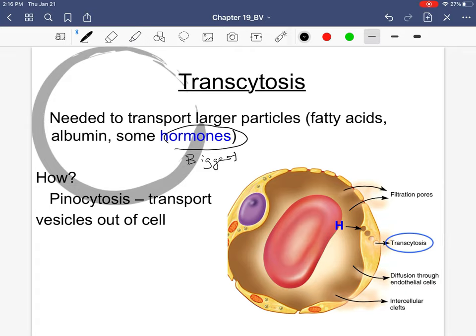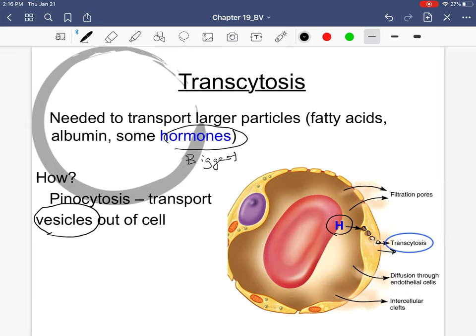The biggest particles, so we started with the smallest. Gases can move right through the membrane. The next biggest, glucose, needs a pore. But the biggest of the big, for example, hormones, they've got to move through a vesicle. I'm not going to ask you about pinocytosis right now, but we're just seeing it's a vesicle. And we talked about vesicular transport in AMP1. We talked about endocytosis and exocytosis. So hormones, because they're the biggest, they require a little vesicle to transport them into and out of the capillary.